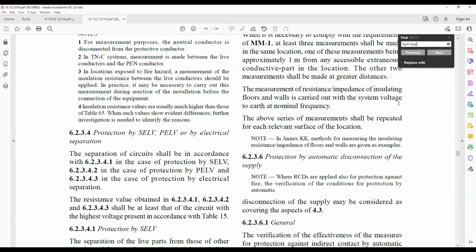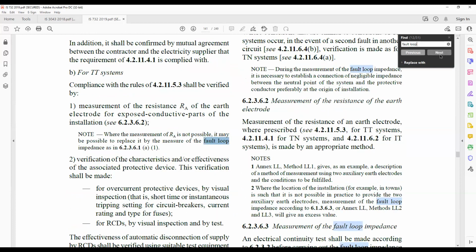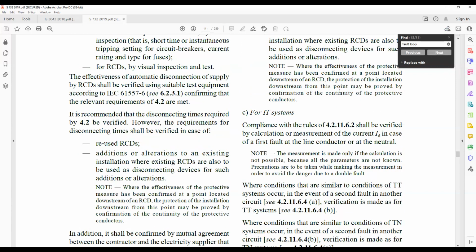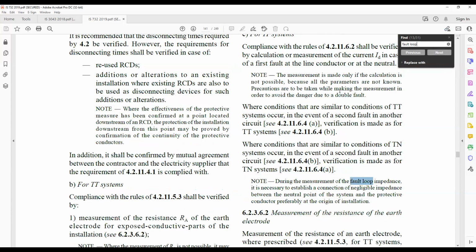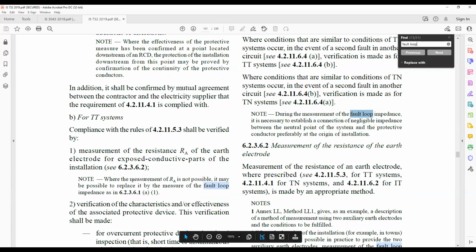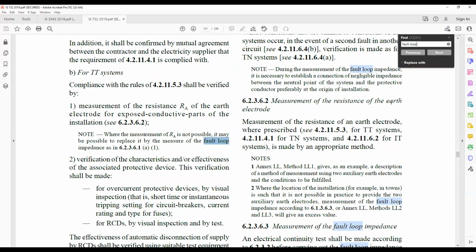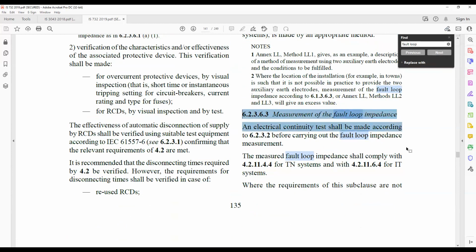Mr. Naresh, if you can press 2 times next, then it goes to that particular testing. Again. You see measurement of fault loop impedance. You see that there. Scroll a little bit up. Previous. Somewhere I saw that it was there. Yeah, measurement of the fault loop impedance, clause 6.2.3.6. Now there is an annex, and you can refer to the annex, which is very well mentioned.